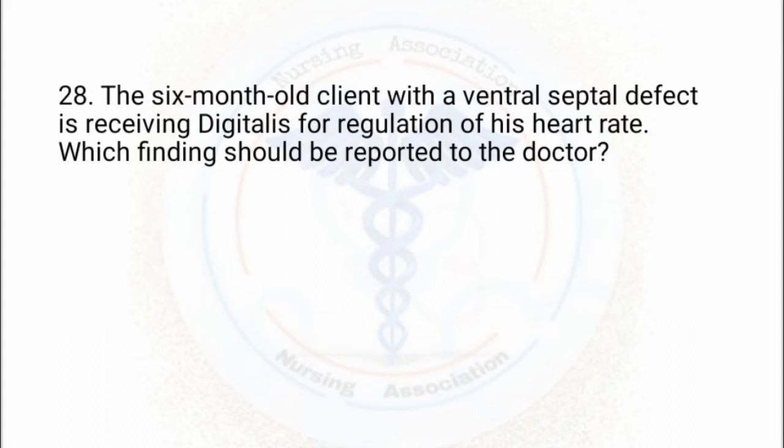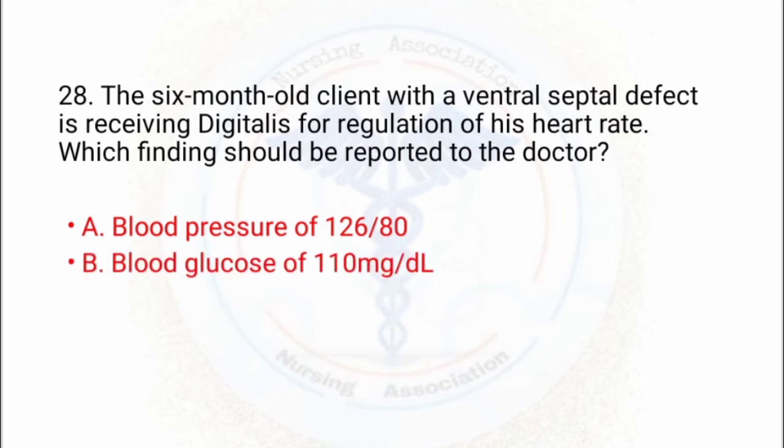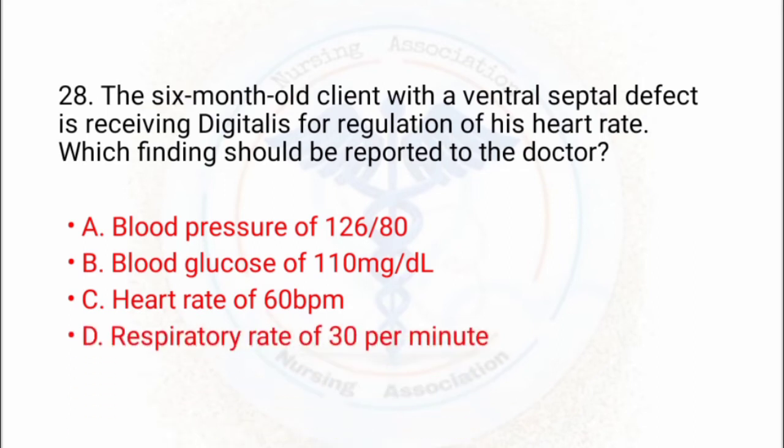Further moving to the 28th question, the 6-month-old client with a ventricular septal defect is receiving digoxin for regulation of his heart rate. Which finding should be reported to the doctor? Option A, blood pressure of 126 by 80. Option B, blood glucose of 110 mg per dl. Option C, heart rate of 60 bpm. Option D, respiratory rate of 30 per minute. Let's see the correct option, and the correct option is heart rate of 60 bpm.